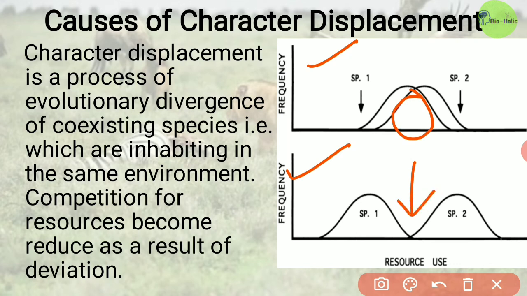Okay, so as a consequence of character displacement, I can say it can avoid competitive exclusion. So this is also an exceptional case of the competitive exclusion principle, as is resource partitioning, isn't it?